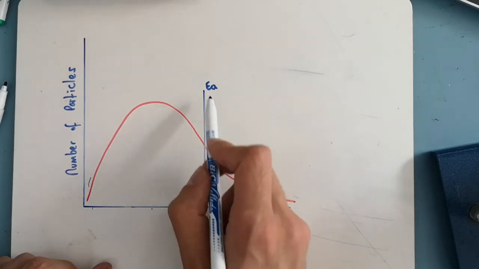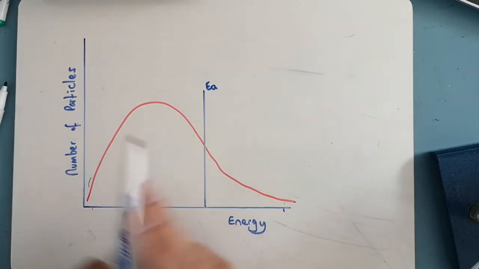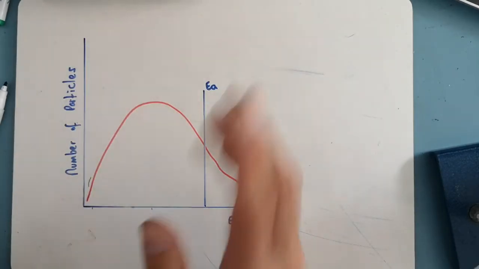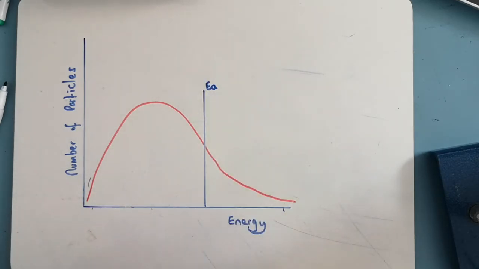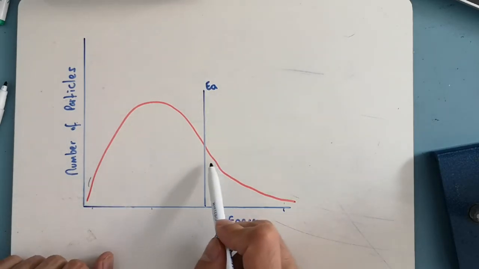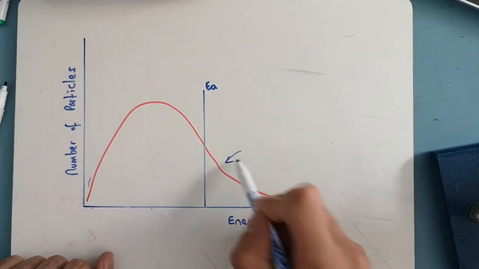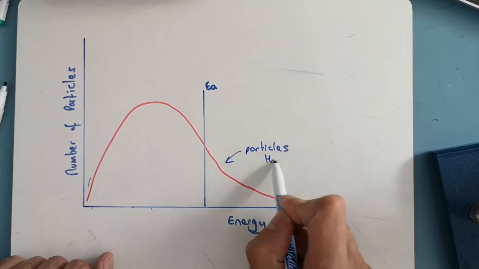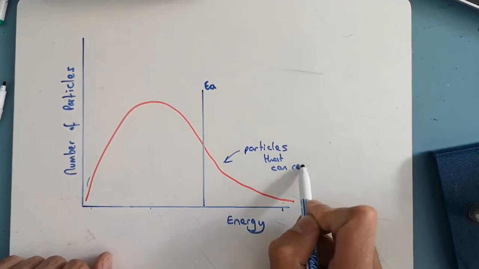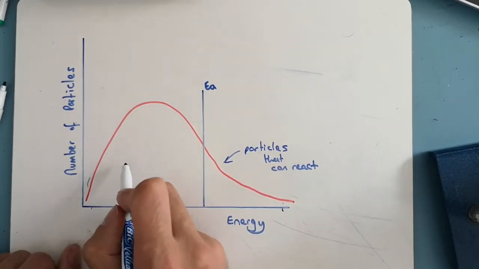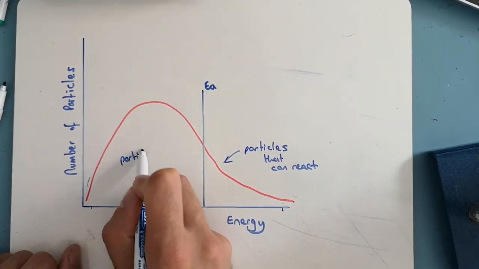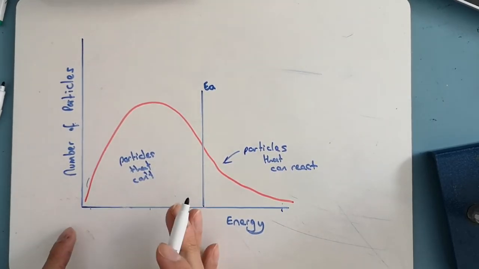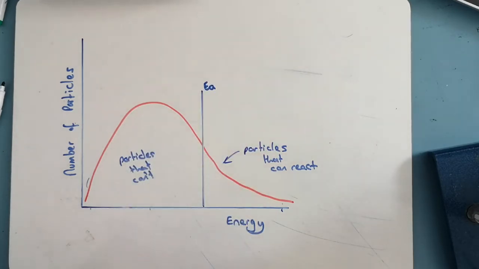We also have this line here I'm going to put in, and this is just for any reaction. There'll be an activation energy, and that could be this high up, it could be right down here, it could be anywhere. It helps me to illustrate if I put it where it is now. To the right of this line, these are the particles with enough energy to react. So these can react. And to the left, in here, these are particles that can't react because they don't have enough energy. They're too low in energy. So that's what the activation energy line tells us.